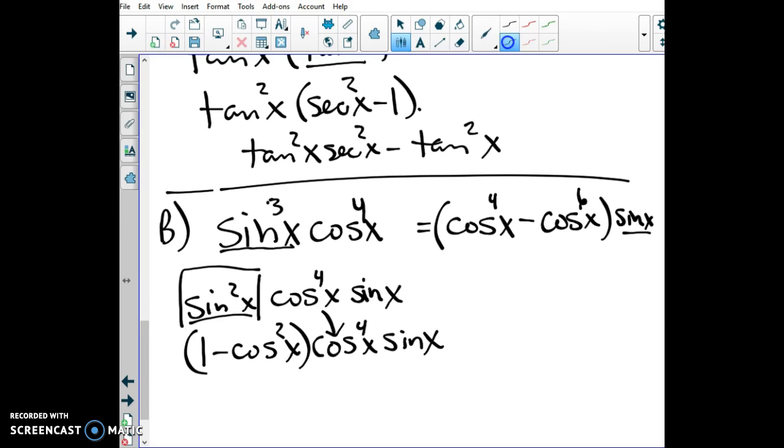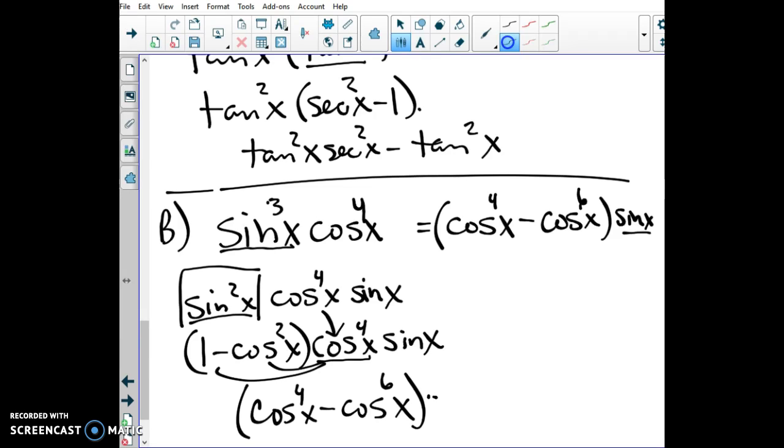So what I can do is take this first part and distribute it here and here. I get cosine to the fourth x minus cosine to the sixth x, and that is all multiplied by sine x. That's what they wanted. Let's do part C.